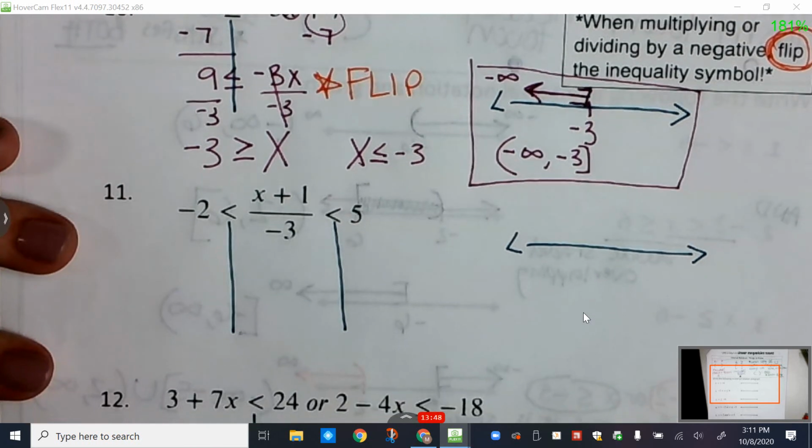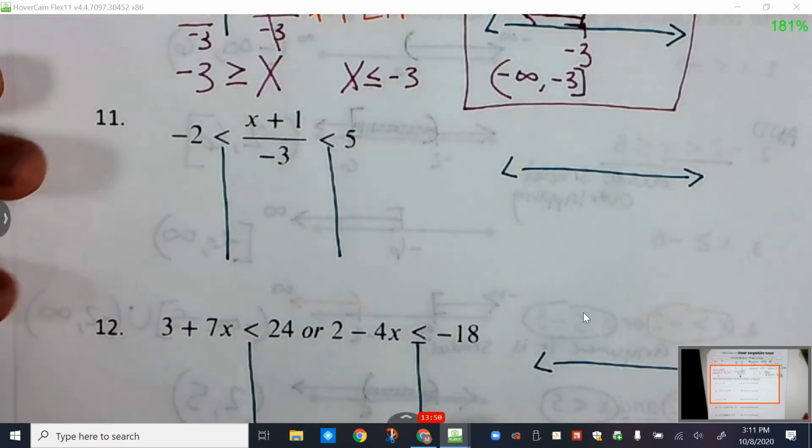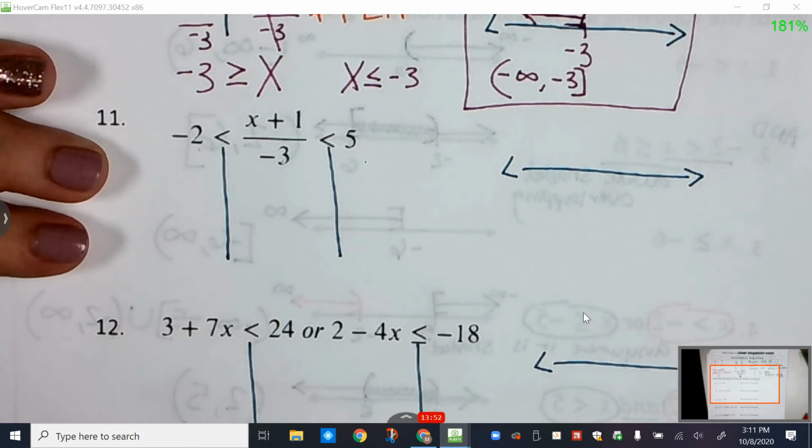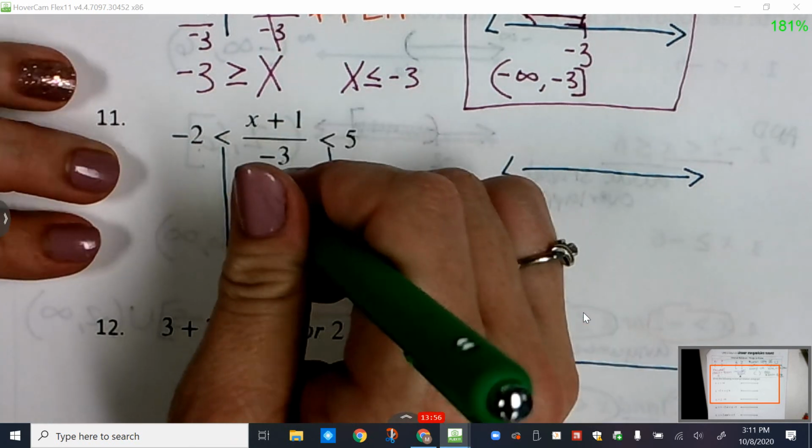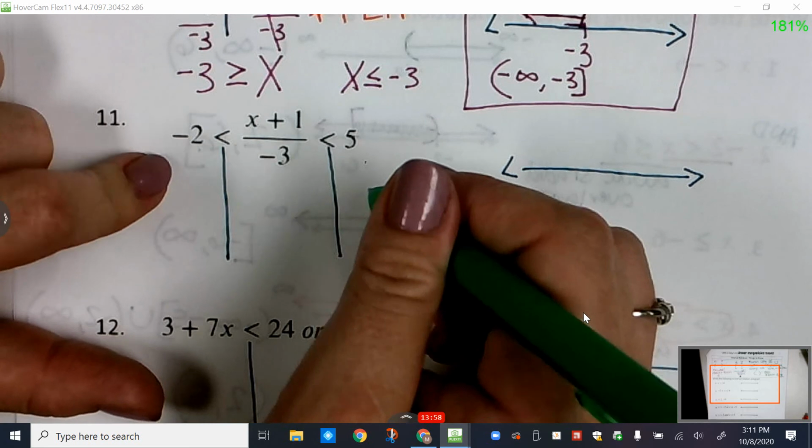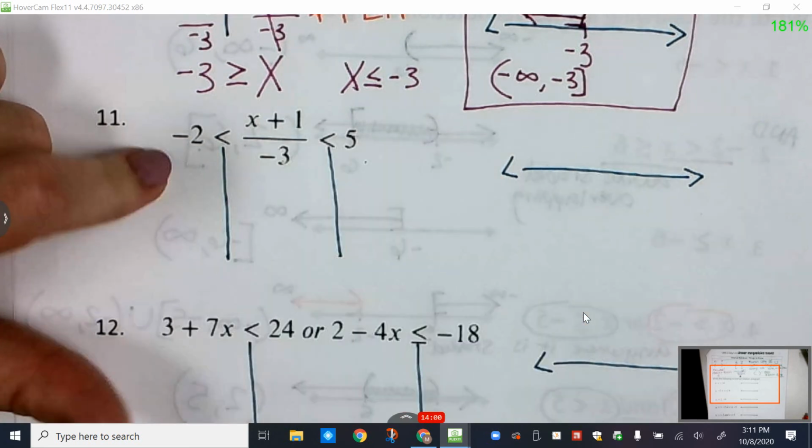So let's try this next one. This one's a little crazy. It's got 3 different pieces to it. It's 2 inequality symbols. So I want you to realize whatever you do to the middle, you have to do to both sides as well. All 3 pieces have the same steps.